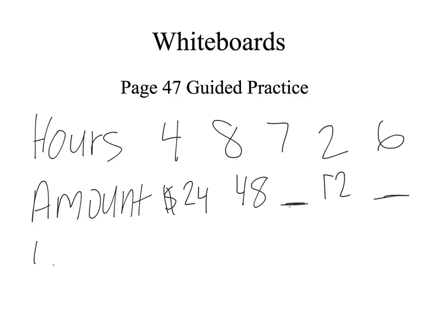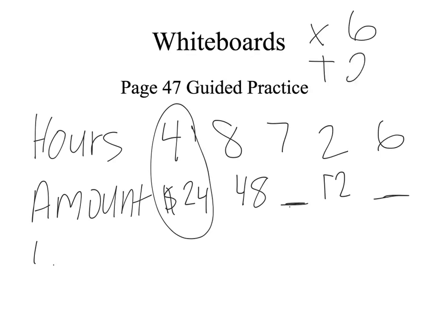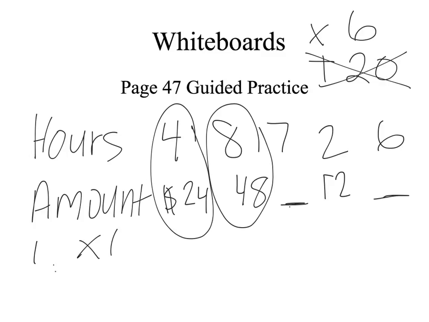For number 1, it says, what is the rule for the table? We first need to look at the pairs of numbers. Since it's going from 4 to 24, we know it's increasing, so you're either going to multiply or add. If I multiply, I can multiply 4 times 6 to get 24, or I can add 20 to 4 to get 24. So I need to figure out which one also matches for the other pairs of numbers. If I look at 8 and 48, 8 times 6 does equal 48, and 8 plus 20 does not equal 48, so that is not the rule. So the rule is going to be multiplying by 6.